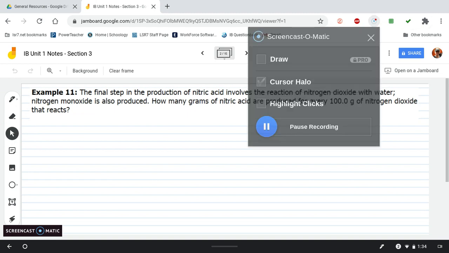Look at this example. It says the final step in the production of nitric acid involves the reaction of nitrogen dioxide with water. Nitrogen monoxide is also produced. How many grams of nitric acid are produced for every 100 grams of nitrogen dioxide?